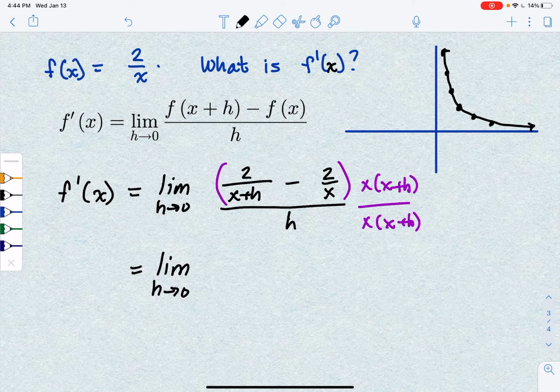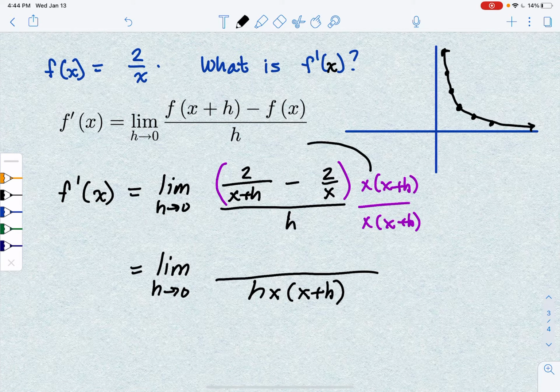And again, notice I'm keeping the limit notation there until we actually substitute the 0. It needs to stay there. So my denominator is going to be hx times x plus h. Remember, we leave that in completely factored form because that's part of the simplification process. So distributing x times x plus h to each of these terms, in the first term, the x plus h's are going to go away. So that's 2x. And in the second term, the x's are going to go away.